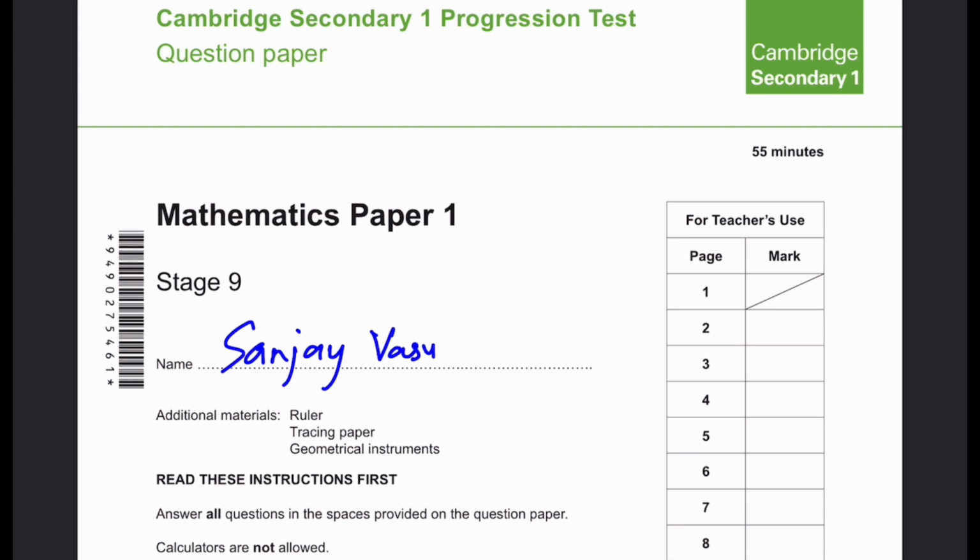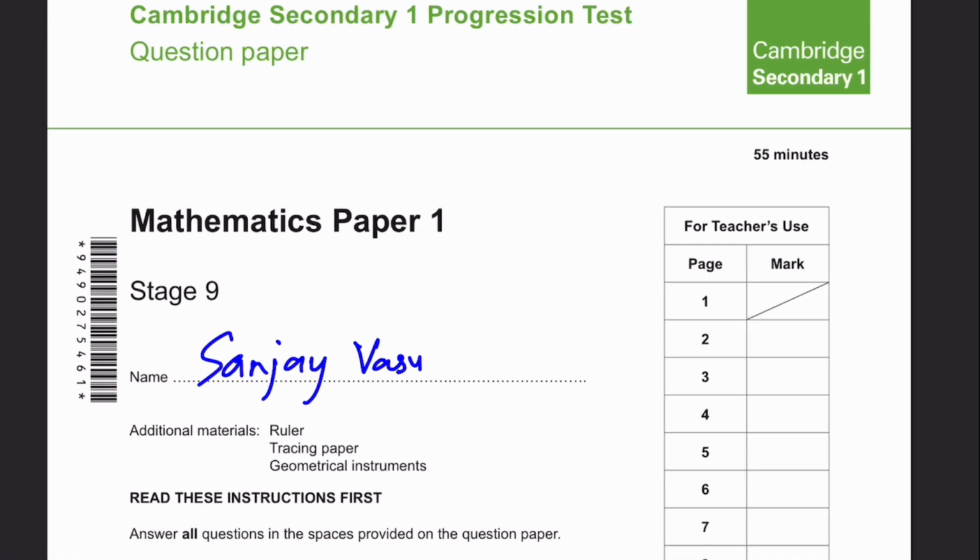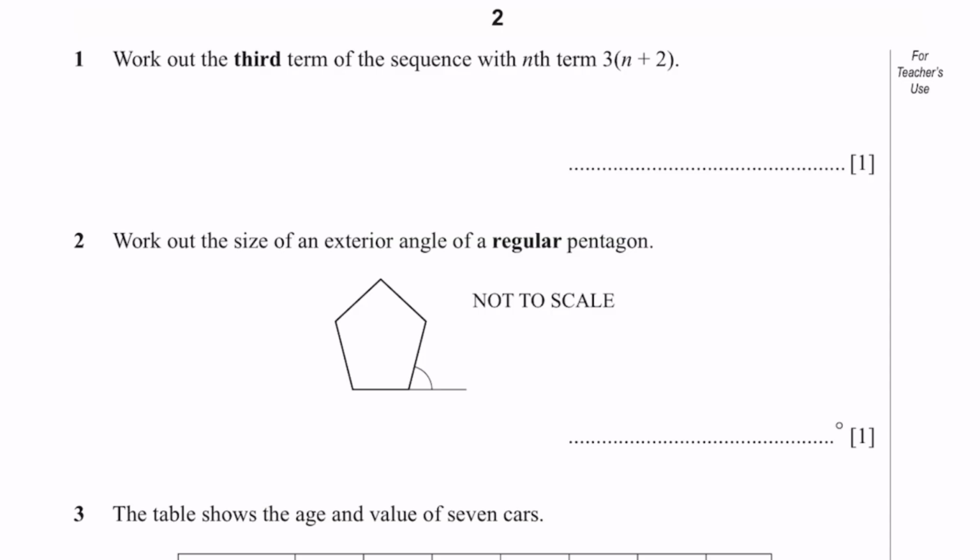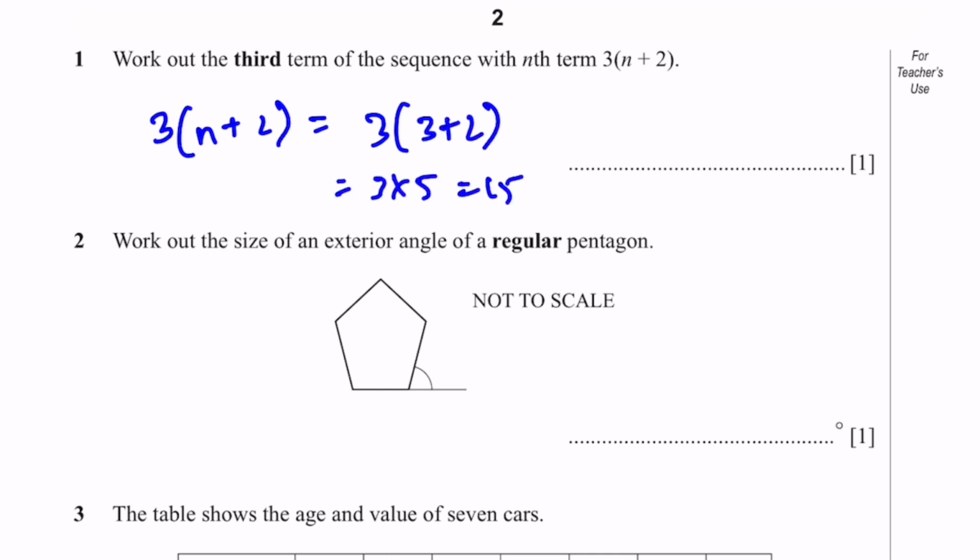This time we're doing Cambridge Lower Secondary Mathematics Paper 1 Progression Test, Stage 9. Question 1. Work out the third term of the sequence with nth term 3n plus 2. 3 into n plus 2 is equal to 3 into 3 plus 2. 3 into 5 is 15. And that's the answer.